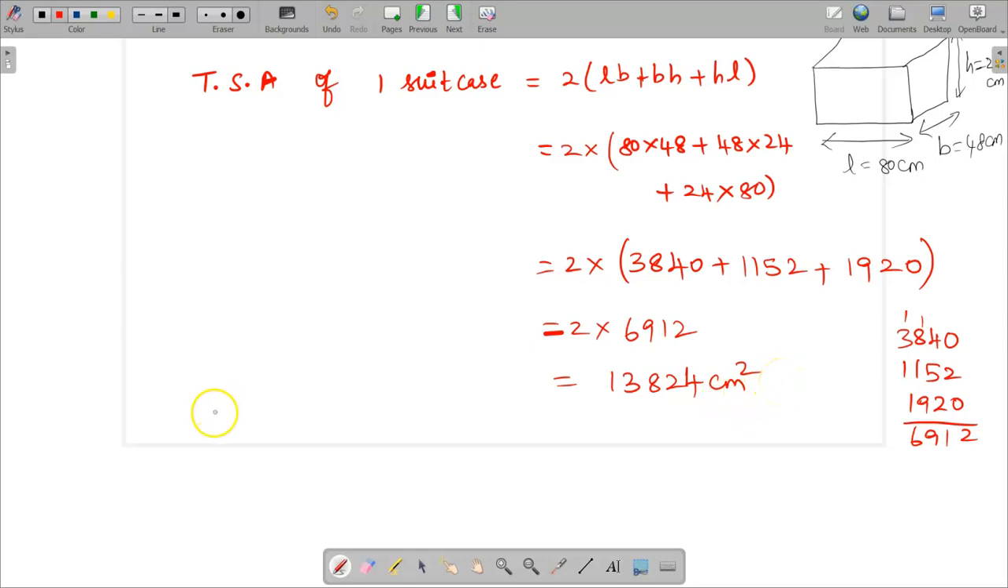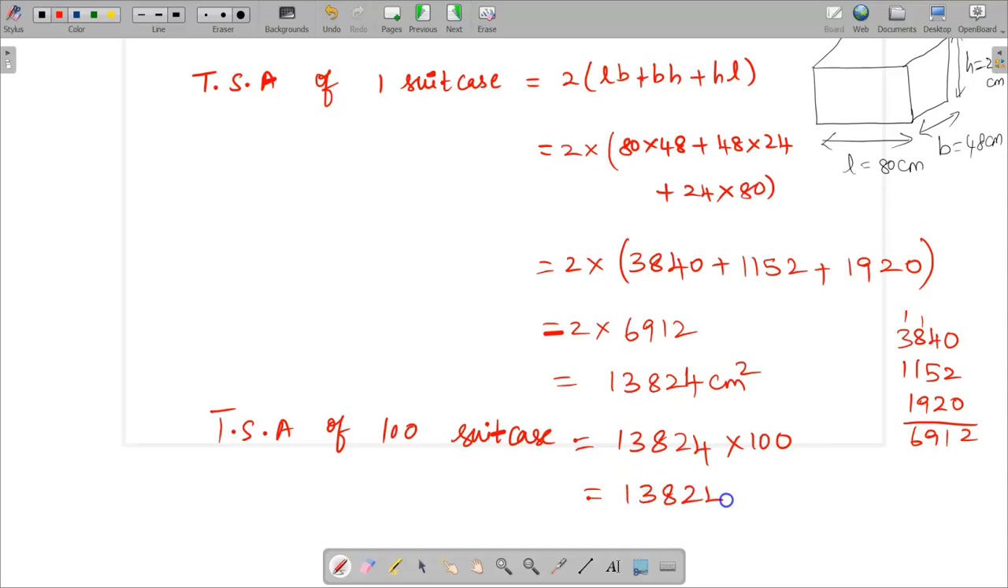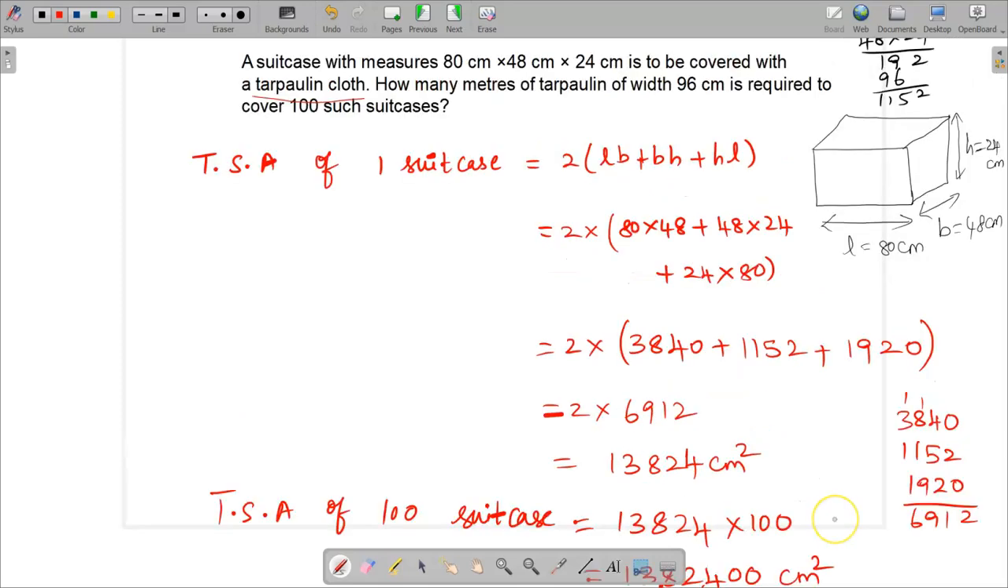So next what we have to determine is the total surface area of 100 suitcases. So what we have to do is just multiply by 100. So 13,824 into 100 is nothing but 13824 and at the end you have to add 2 zeros. Okay, so this much area you have: 13,82,400 centimeter square.